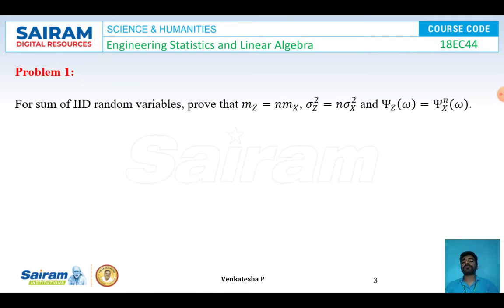Problem number 1. For the sum of independent and identically distributed random variables, prove that mean of z is equal to n into mean of x, variance of z is equal to n into variance of x, and the characteristic function of z, that is xi z of omega, is equal to the characteristic function of the random variable x to the power n. Okay, to prove this, I am going to take the IID random variables and prove all this.